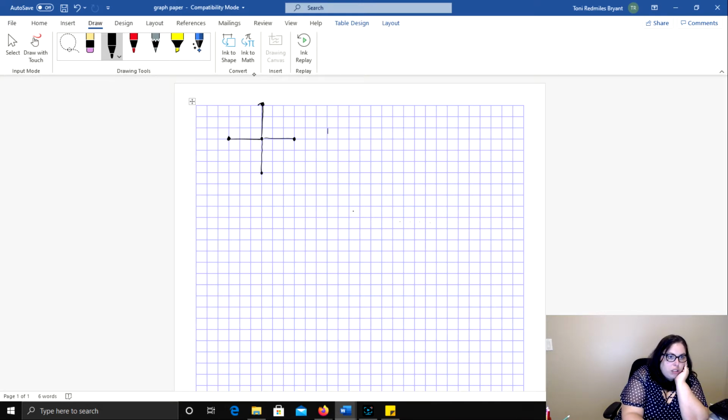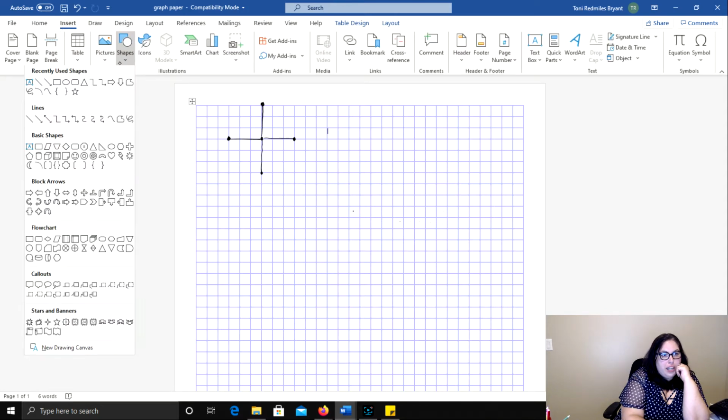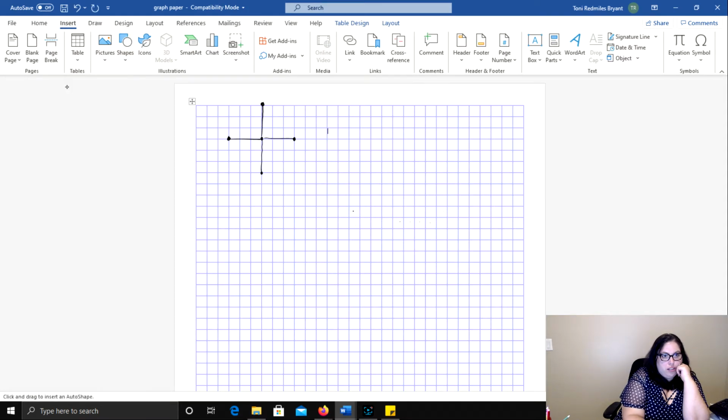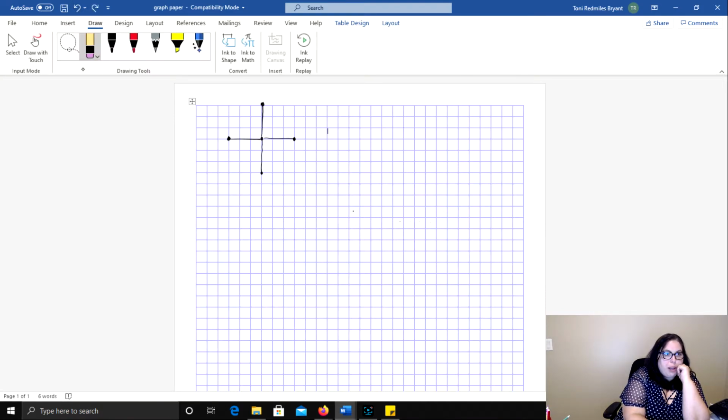So let me see if I can freehand a circle. Yeah, I'm not very good at it. I usually have to use my circle tools, but I know a way I can do it. Maybe not. Oh yeah, because I'm on the graph paper. Never mind. Just do your best. All right, that's pretty close.